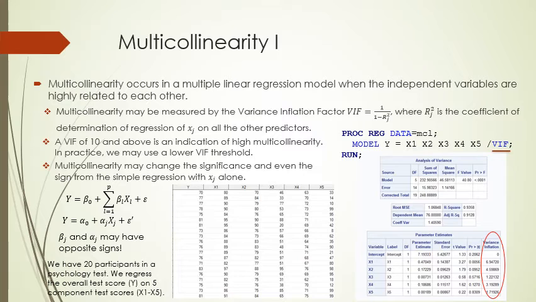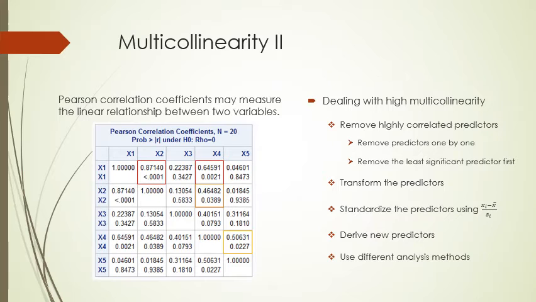The VIF values from the table suggest that X1 has the highest multicollinearity. The VIF indicates the overall correlation. In order to be more specific, we may need to study the Pearson correlation coefficients among the independent variables. The table below shows the correlations among the 5-component test scores.